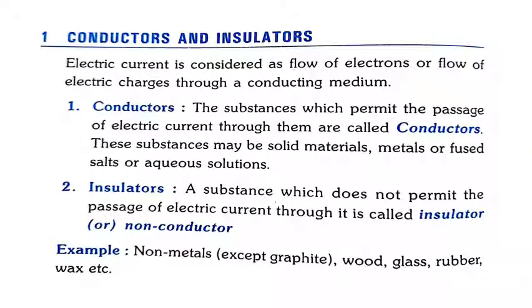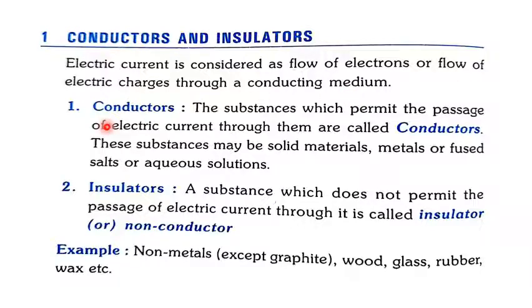Okay, next we discuss in this lesson conductors and insulators. Generally, substances are classified into conductors and insulators. So, what is electricity, or what is current? Current is the flow of electrons, or electricity is the flow of electrons. In other words, flow of electric charges through a conducting medium is also called electricity or current.